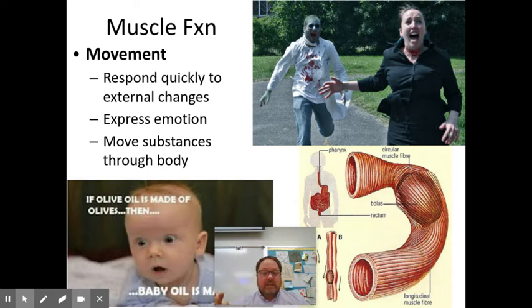And finally, in this slide, not only can muscles move the body, like skeletal muscles move the body, smooth muscle and cardiac muscle can move materials through the body. So cardiac muscle can contract and force blood through the body, and smooth muscles can contract and move food through your digestive system.